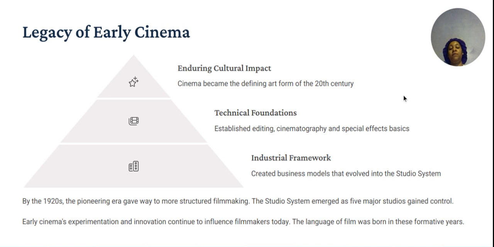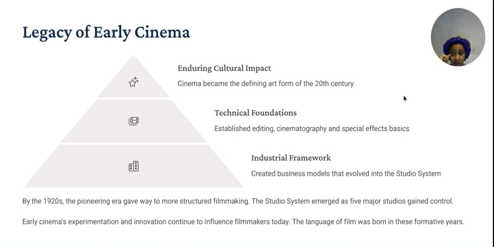And the industry framework, the business models that evolved into the studio system, was implemented as well, from the development stage, when the idea is first birthed, to the exhibition or distribution phase, where the film is premiered on the big screen and people pay money to come see your film.